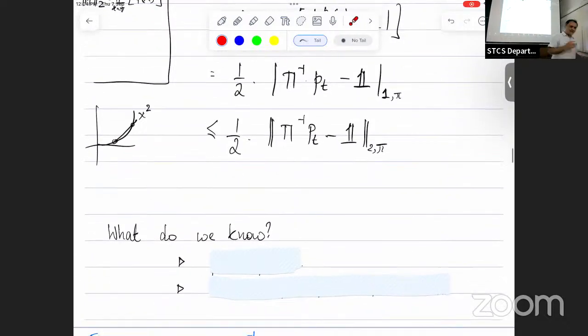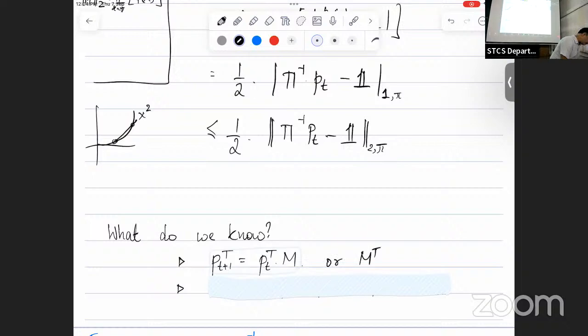Okay, so let's get a sense of what do we know about things. So the first thing is that the evolution of P goes like this, like PT transpose, PT plus 1 transpose is PT transpose times M. What is the capital T? Oh, the capital T is transpose. Yeah, so or M transpose times PT is equal to PT plus 1. It depends on whether you want to think of them as row vectors or column. Okay, so that is step 1.